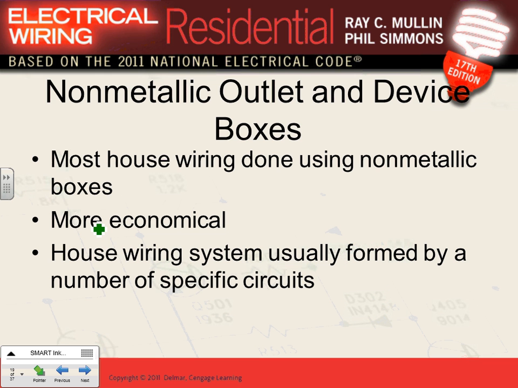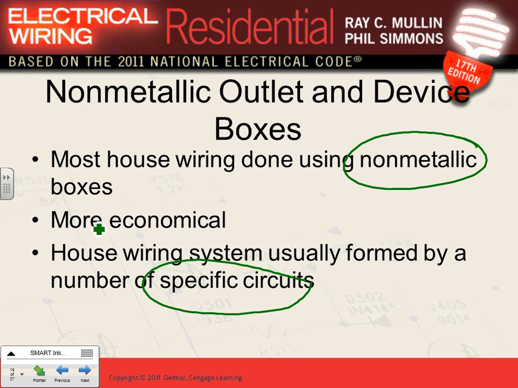Okay, so we're moving on. We'll talk about bonding and grounding for dwellings, guys, as we move on. Back into the boxes and devices. Almost all the boxes you're going to be using in a dwelling are non-metallic. Why do we use this one? Economical. It's easy, cheap, and the wiring is by a number of specific circuits. And we'll talk about the specific circuits that we wire a house with as we move on.